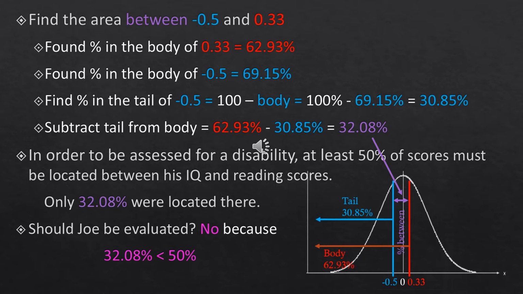But only 32.08% were located there. So should Joe be evaluated for a reading disability? No, because 32.08% of the scores is less than 50% of the scores.